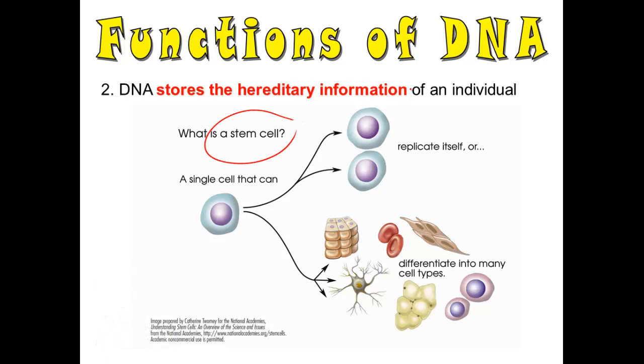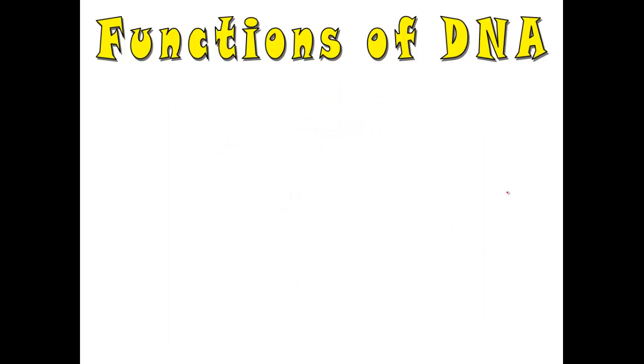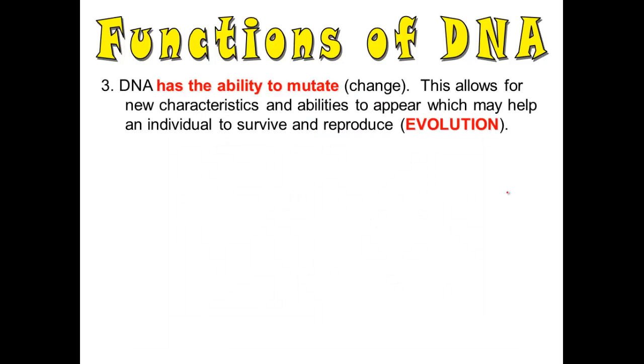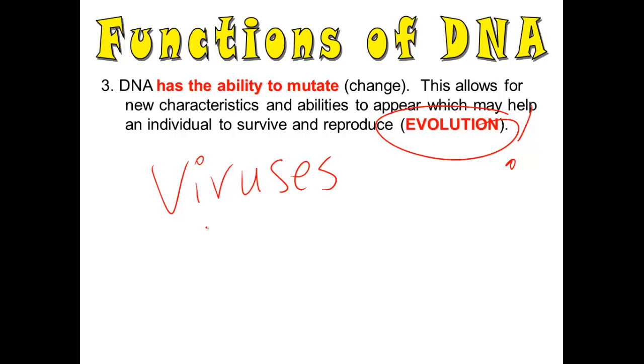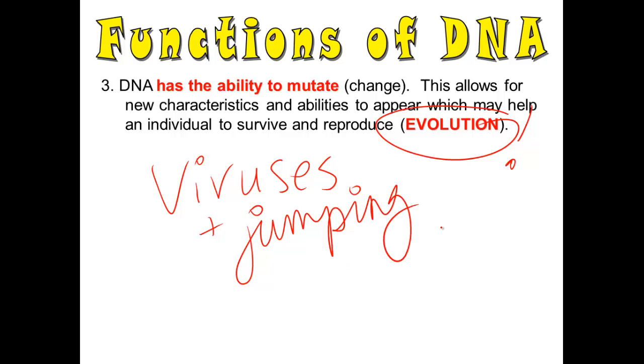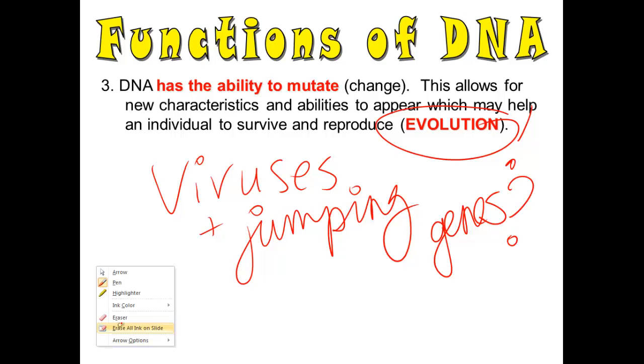So we all start with a stem cell, really, which can replicate itself, and stem cells can become any number of cell types in your body. So skin cells, nerve cells, blood cells, every type of cell in your body started out as a stem cell, which is why stem cell research is so big right now. And of course, if we want evolution to work, DNA also has to have the ability to mutate and change. And there's a lot of research going on right now with viruses and jumping genes, and they think that jumping genes in our DNA, which used to be considered junk DNA, are actually viruses that have inserted themselves into our genetic code.